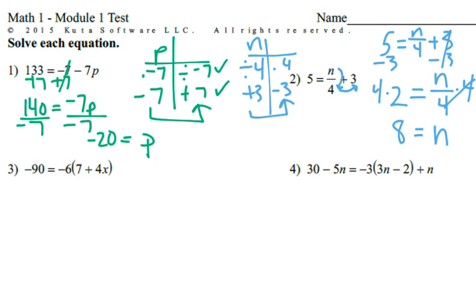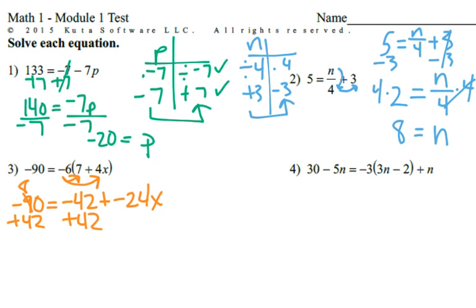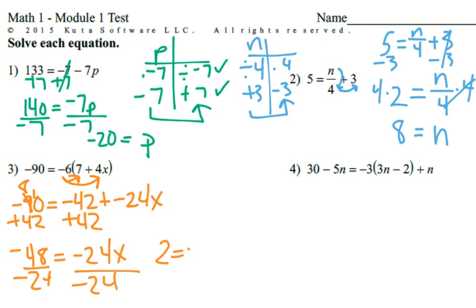Number 3. A few ways you can do this. First one would be to just distribute the -6 through to simplify that right side. Because we're simplifying it, we don't have to do anything to the left. So -42 plus -24x. So we'd add 42 to both sides. So it'd be -90, kind of like minus 42. So it'd give us 8. So -48 equals -24x. Then divide by -24. And we'd get positive 2 equals x.